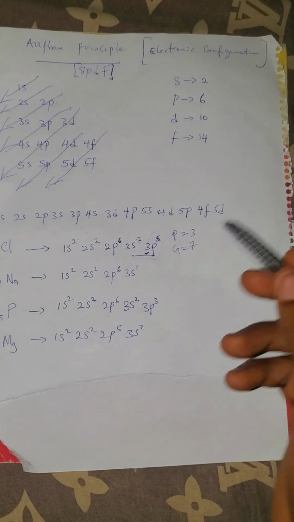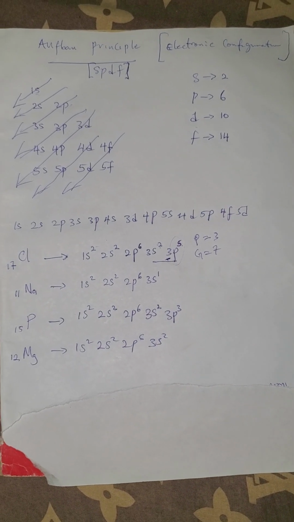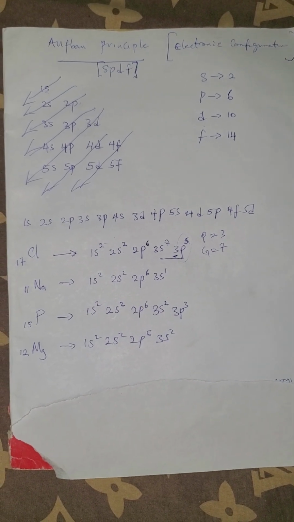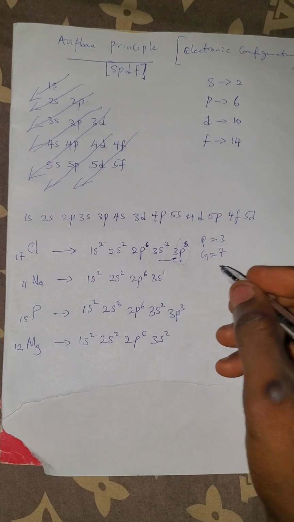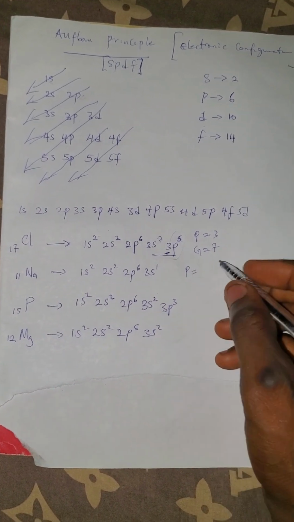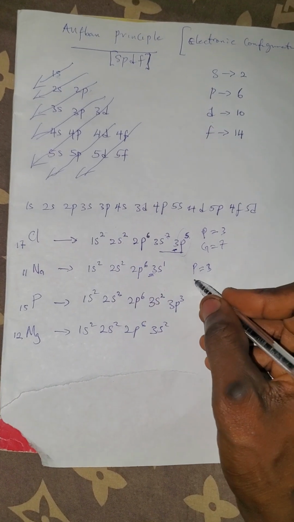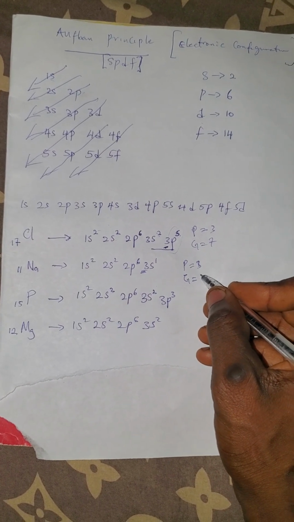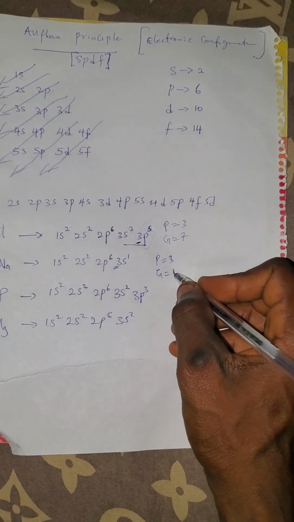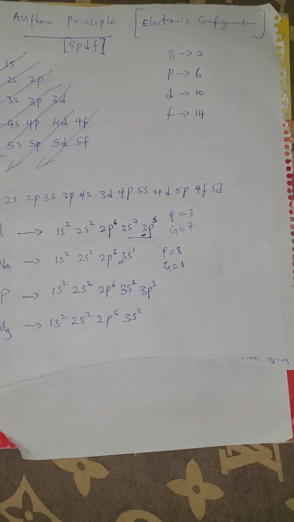Or better still, just make sure that you add them together. Now if you see, for sodium here, it is period 3, which is this, and it belongs to group 1. Sodium belongs to group 1, and it belongs to period 3.